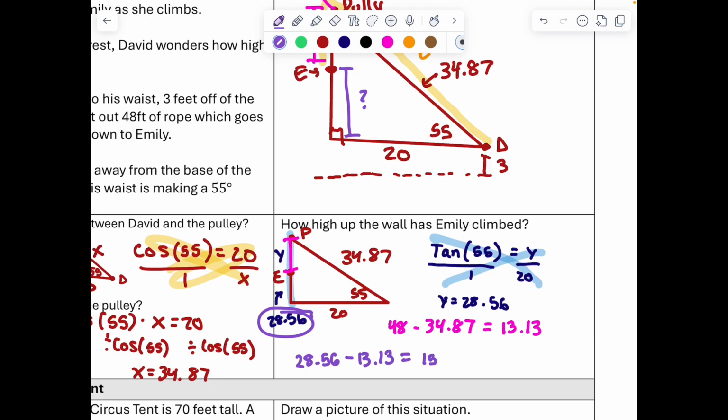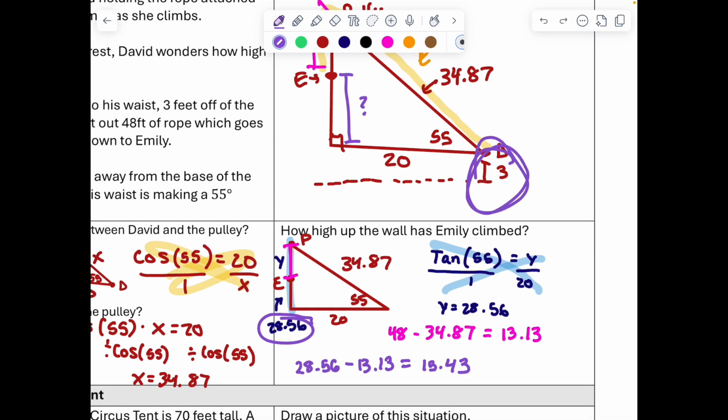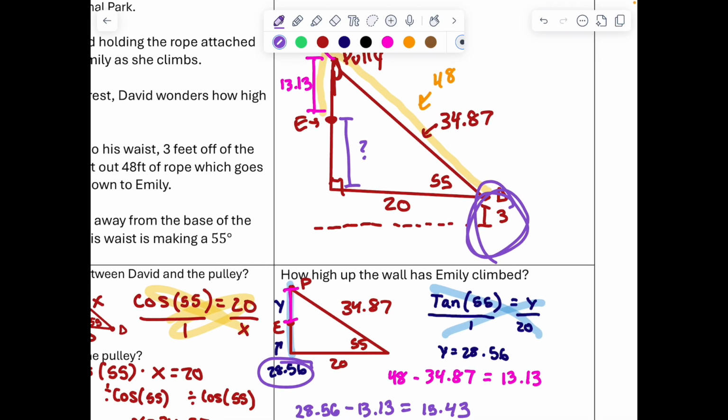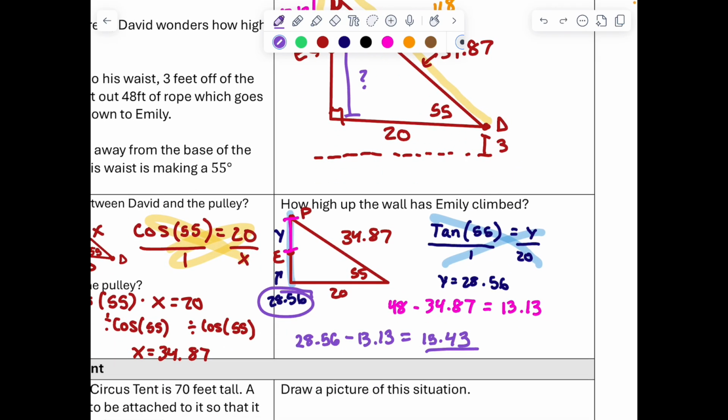And that gets us 15.43. That distance right there, Emily, from the bottom of our triangle. However, we can't forget the fact that that rope is 3 feet off the ground. So we're going to need to take this number, add 3 to it, and then we get 18.43.